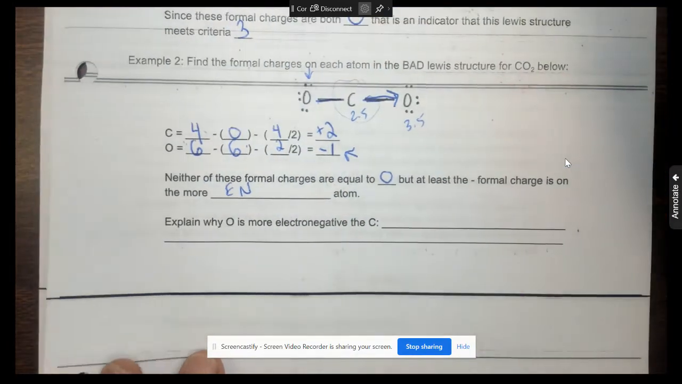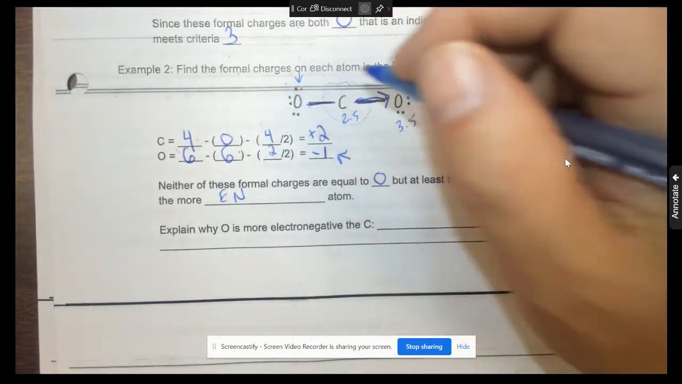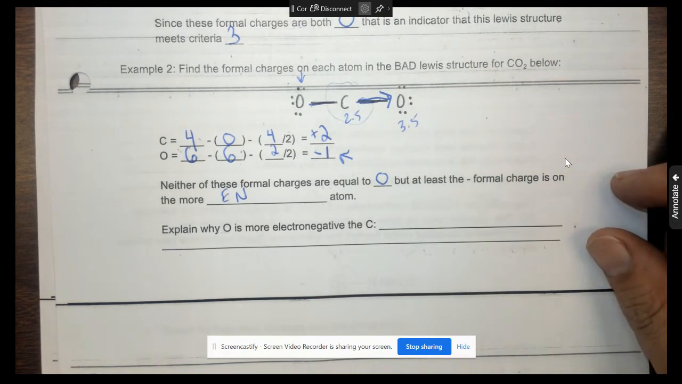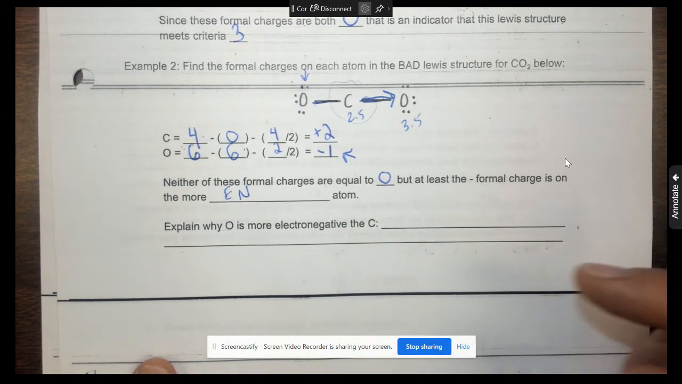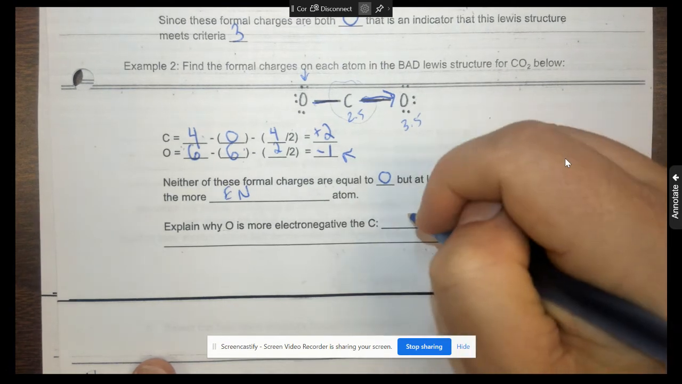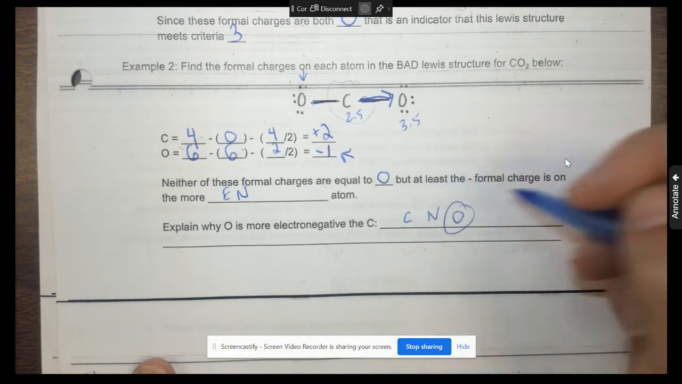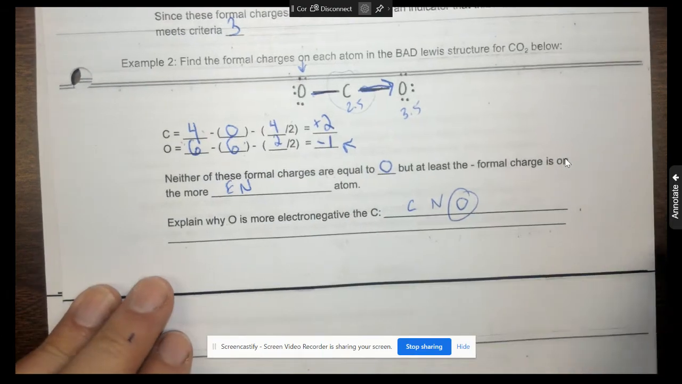So the fact that oxygen has a -1 charge, that's not all too bad. But as you're going to see, there's a way to draw this Lewis structure better so that all of your formal charges are 0. Explain why oxygen is more electronegative than carbon is. Well, you locate them on the chart. Oxygen's here, carbon would be here, nitrogen between. Same shielding, oxygen has an extra proton, so he pulls tighter and gives a higher electronegativity.